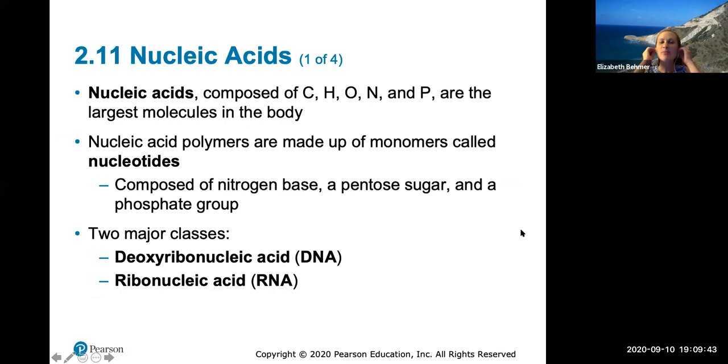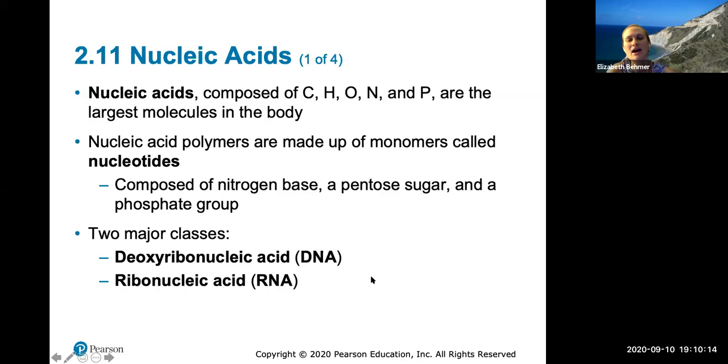Nucleic acids are composed of carbon, hydrogen, oxygen, nitrogen, and phosphorus. These are the largest molecules in the body. The nucleic acid polymers are made up of monomers called nucleotides. And this is what a nucleotide is. And we're gonna talk about a nucleotide. The 2 major nucleic acids in the body are DNA and RNA. And DNA and RNA carry your genetic material to create proteins.